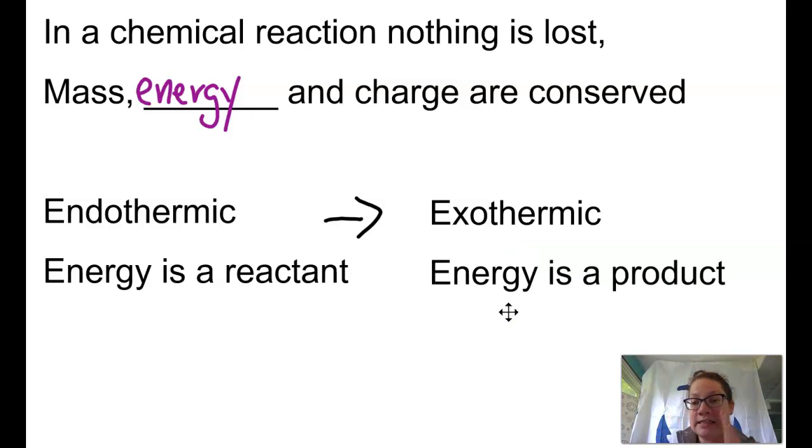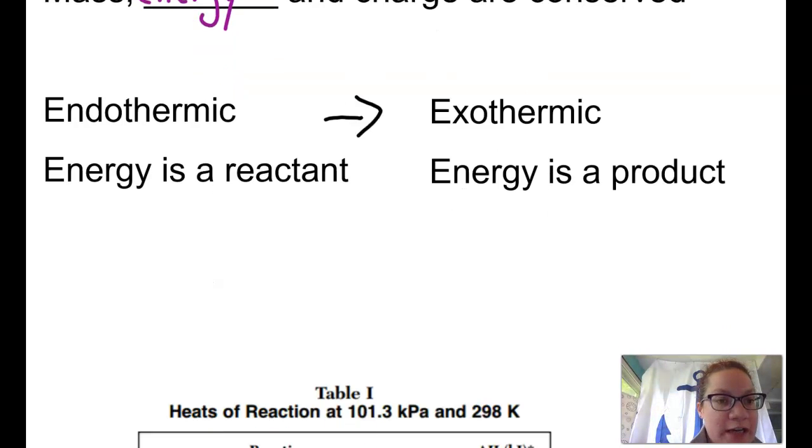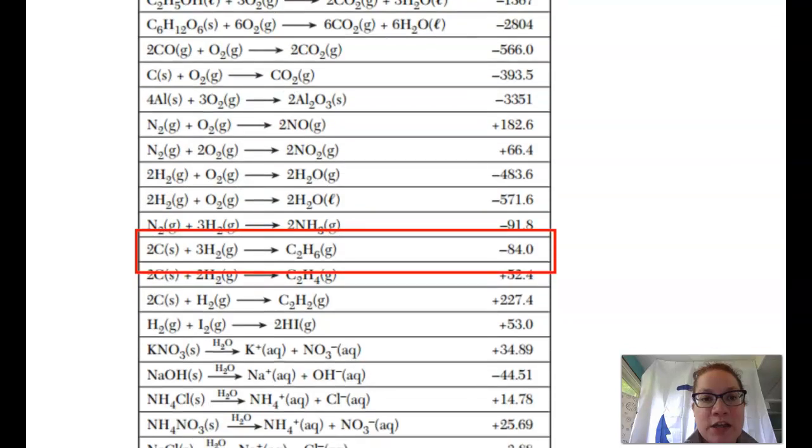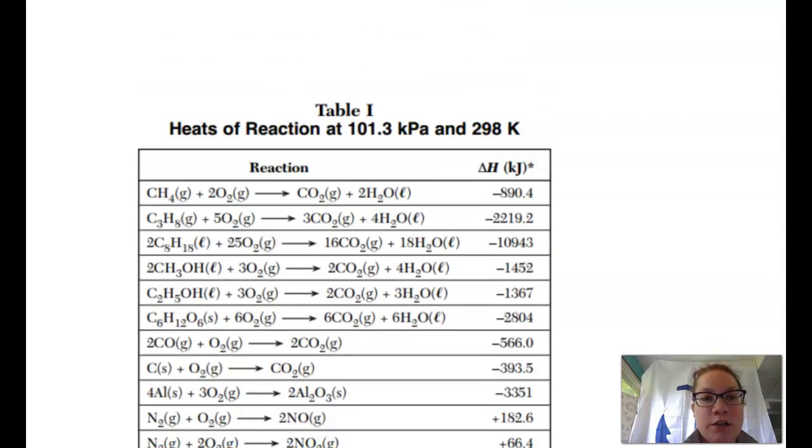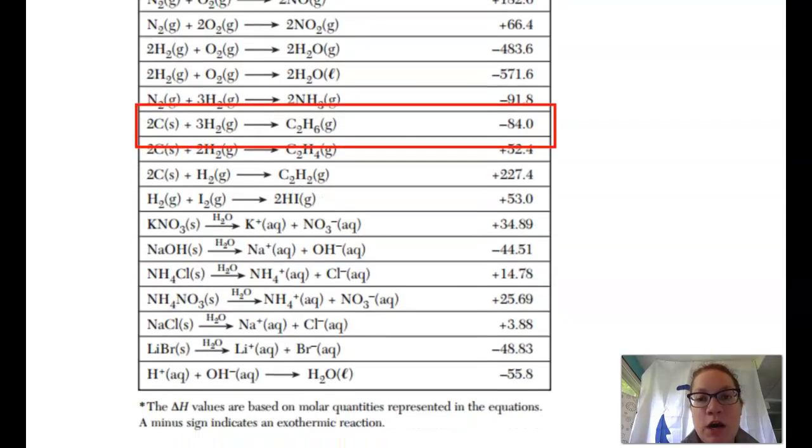All right, so you can think of the yield sign as kind of like the door to the reaction. If energy is entering, it's going to be a reactant. If energy is exiting, it's going to be a product. All right, so let's do two examples of this. I'm going to choose an exothermic and an endothermic reaction from table I. So I grabbed this reaction, which is the synthesis of C2H6, which has the name ethane.